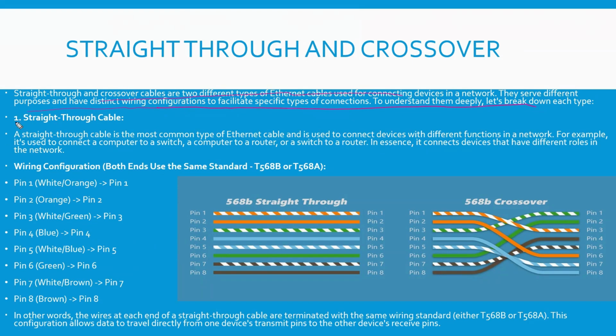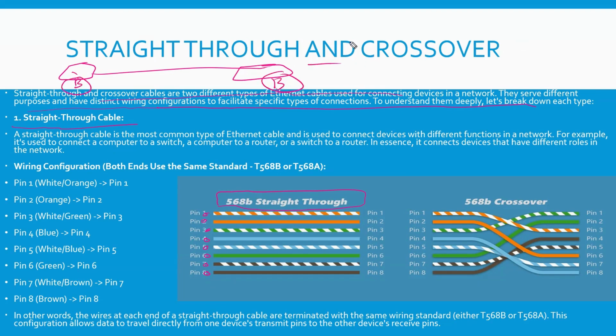So when a straight through cable works, what happens? Let's say you're terminating a 568B straight through cable, right? This end and this end will be the same on both ends, right? Same on both ends. Let's say you have a jack on this side and a jack on this side. You will terminate B on this side and B on this side, right?